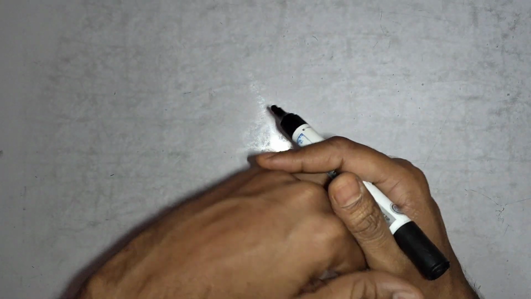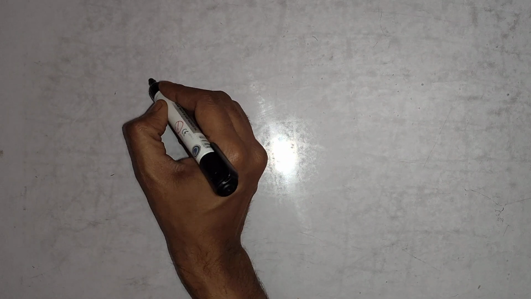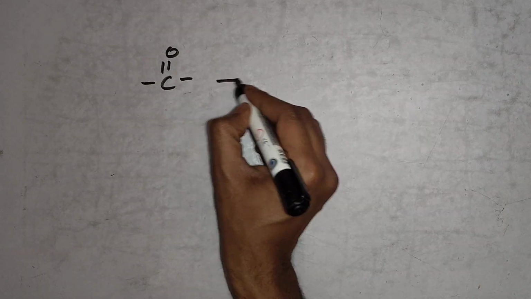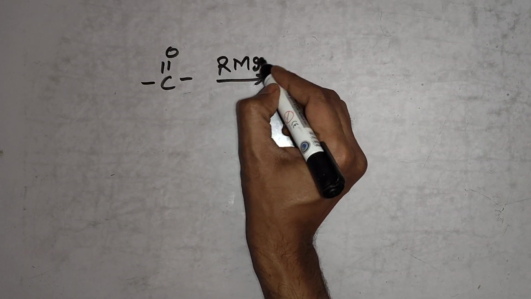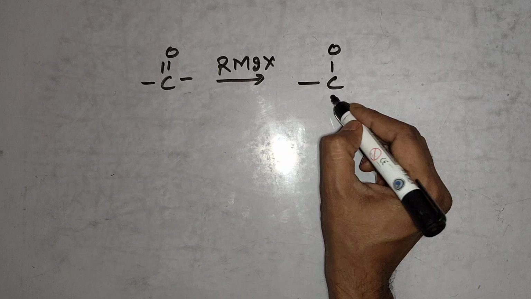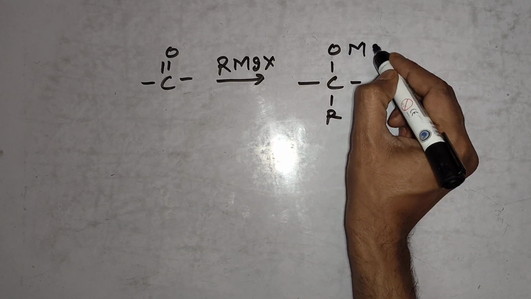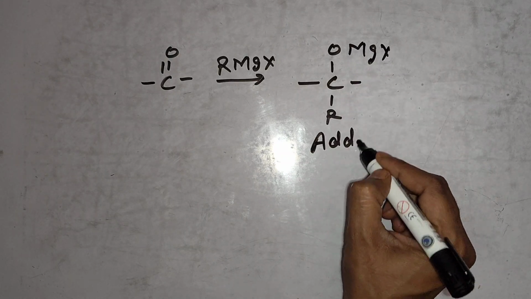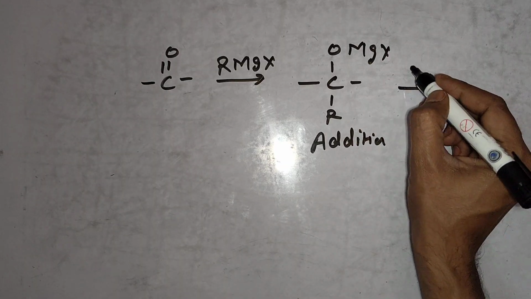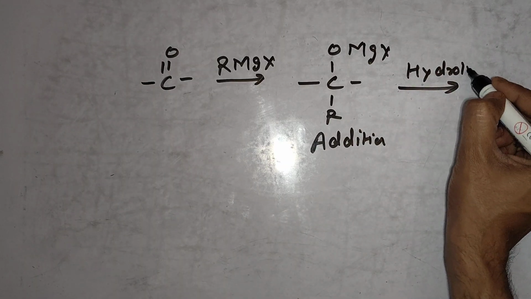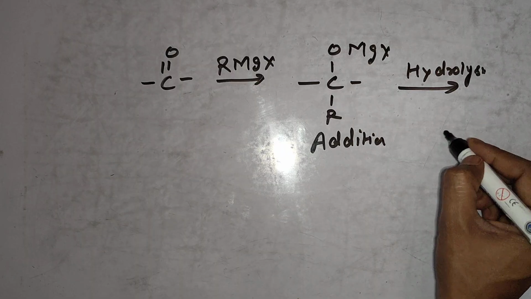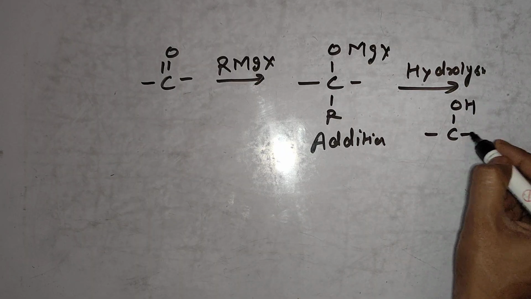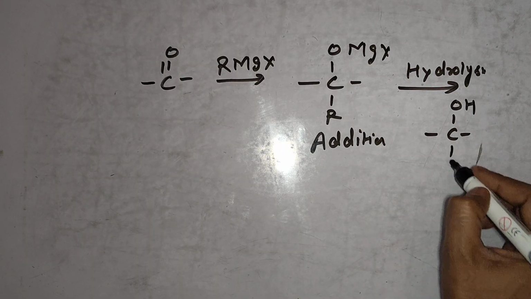Now the same mechanism you will apply for ketones, esters, anhydrides, acid halides. It is a two-step reaction. The carbonyl group first reacts with RMgX and gives you the addition product. This is the addition product. And in the second step, you need to perform hydrolysis. After hydrolysis, we will get alcohol. This one.